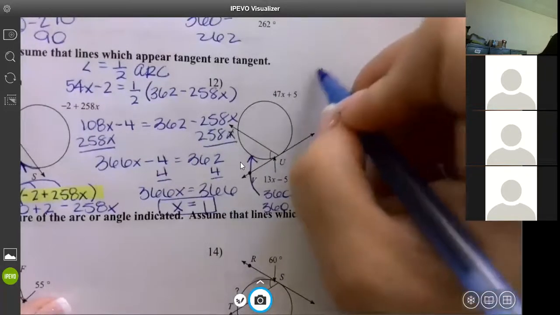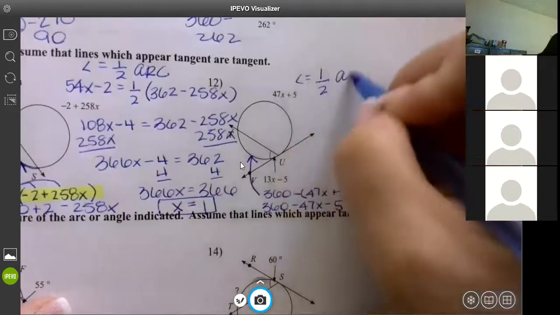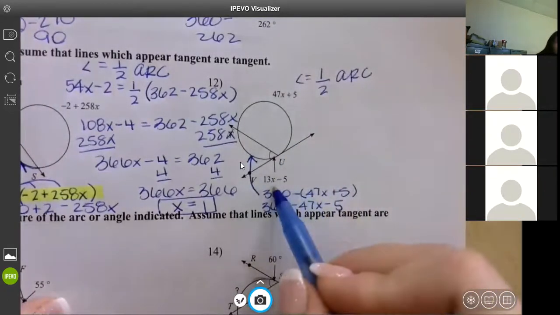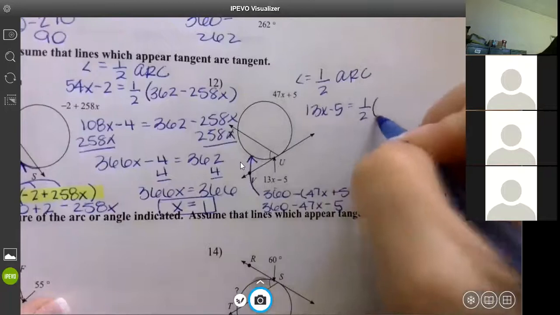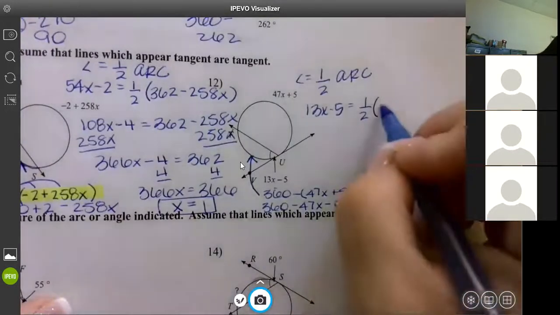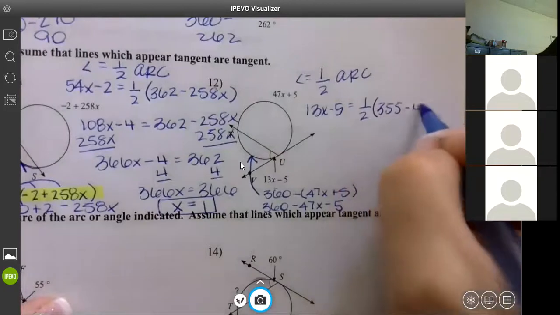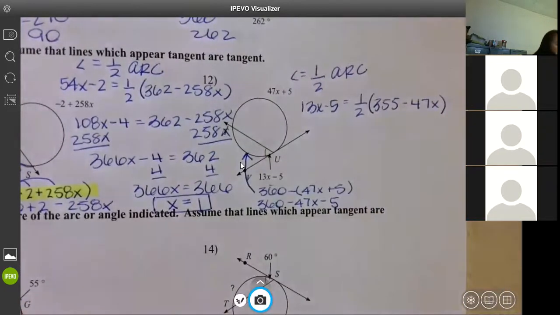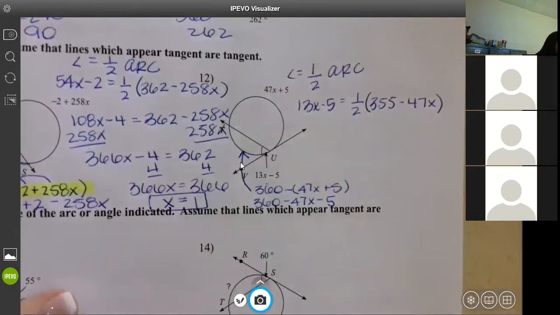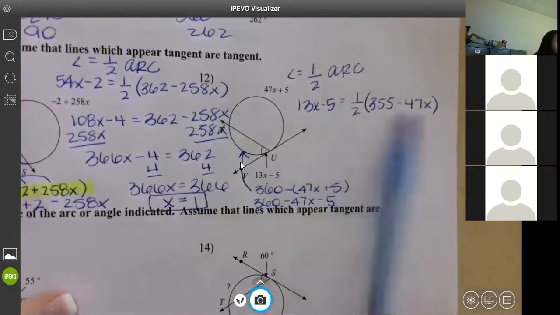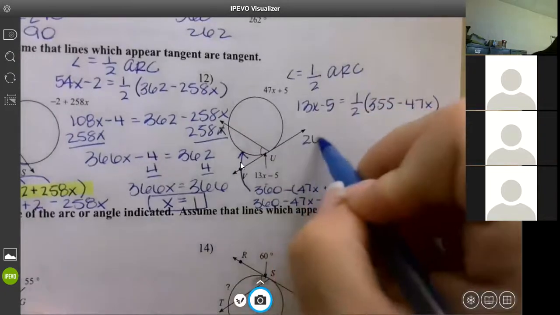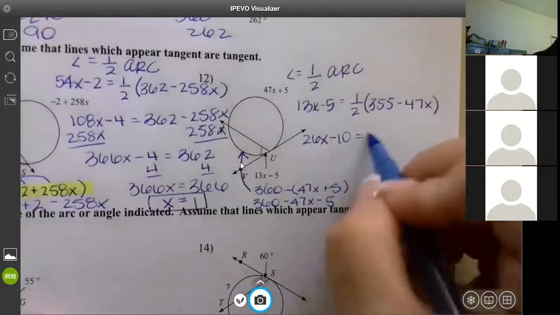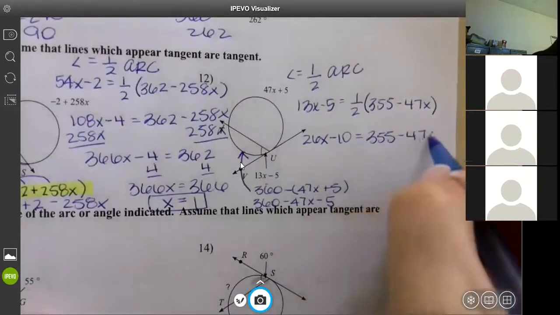So angle equals half the arc. Our angle this time is 13x minus 5. Half. And then your arc is 360 minus 5, which is 355 minus 47x. The reason I don't use the half is because right here you would use decimals or a fraction, and that's why I don't like that. I just go ahead and multiply, so that way I avoid that at all costs. So I'm going to multiply the other side by 2. I get 26x minus 10 equals 355 minus 47x.